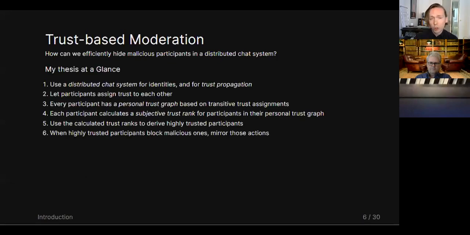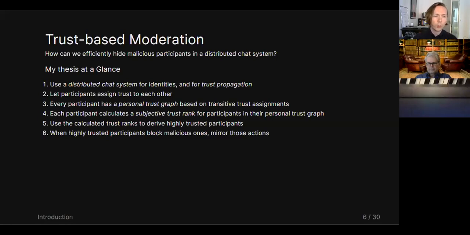And at a glance, this is what I've done. We use a distributed chat system for identities and for trust propagation. And then we let the people inside this distributed chat system assign trust to whoever they trust. So every participant ends up with a personal trust graph based on transitive trust assignments. And what I mean by transitive trust is the following. If I trust Alice and Alice trusts Bob, then I transitively trust Bob through Alice.